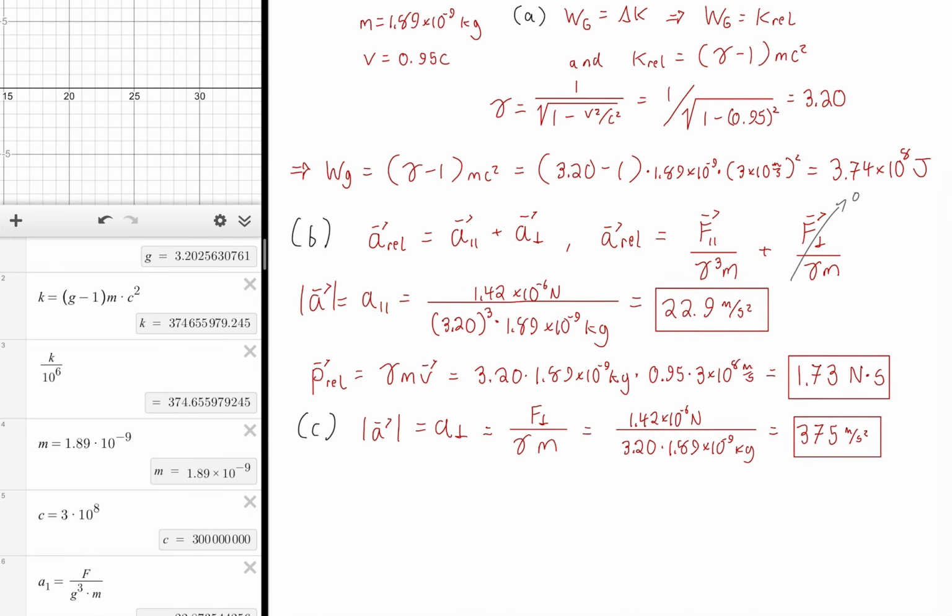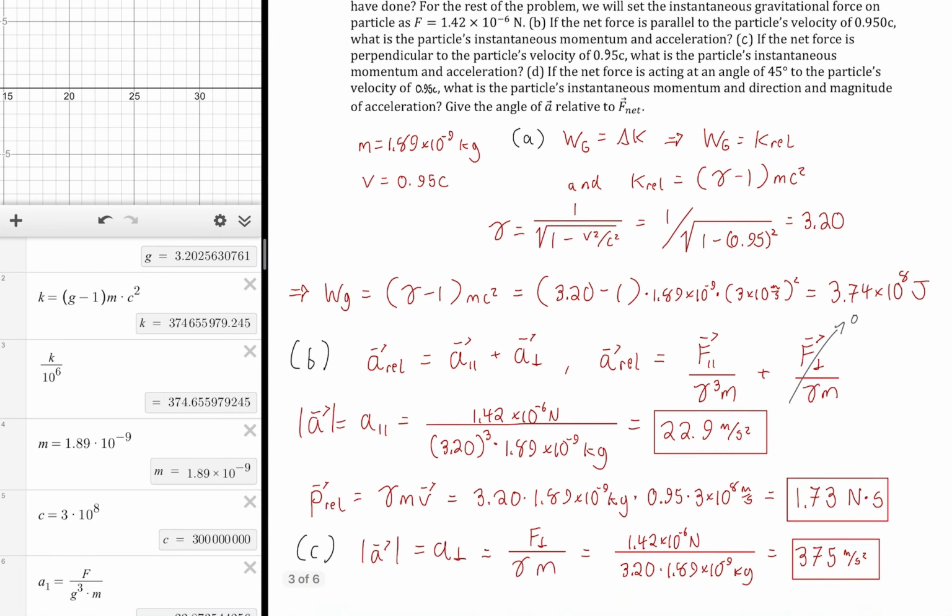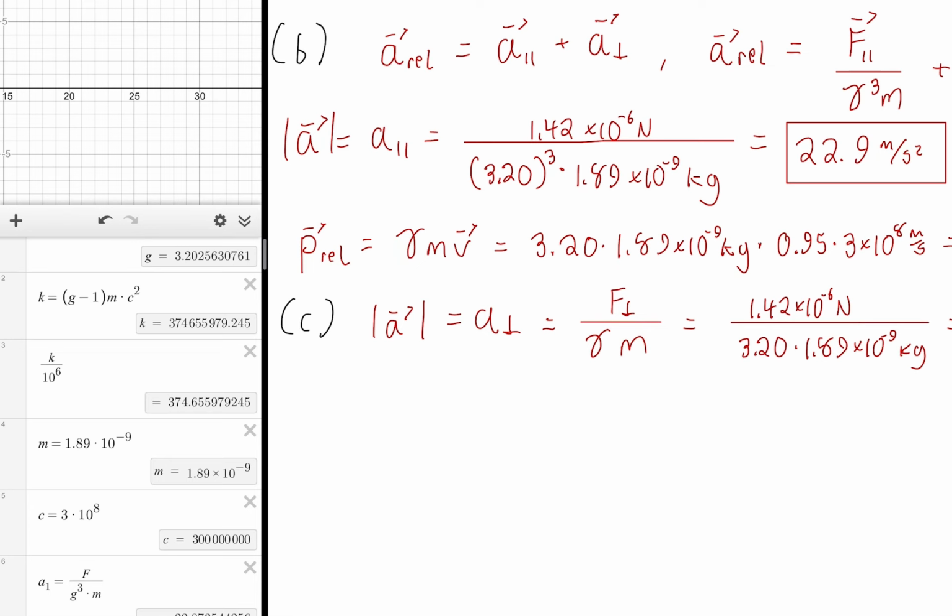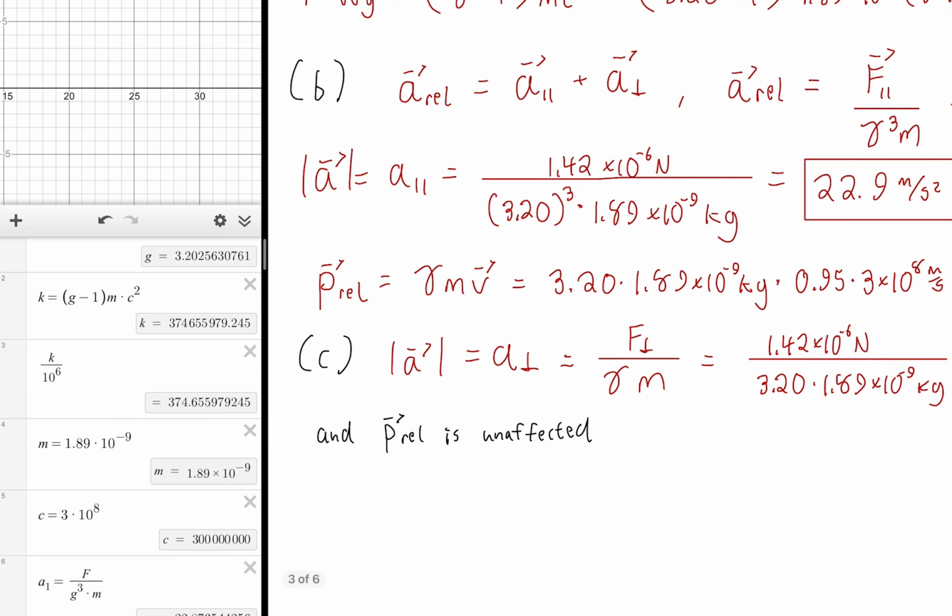All right, pretty cool. By the way, P is not going to change in any of these, so P relative is still the same value. So I'll just note that P relative is unaffected by the force. It only depends on gamma and m. And you could say v, but you got v from gamma, so it's sort of self-referencing. So all you need to know is this. You don't need to know anything about the directions.